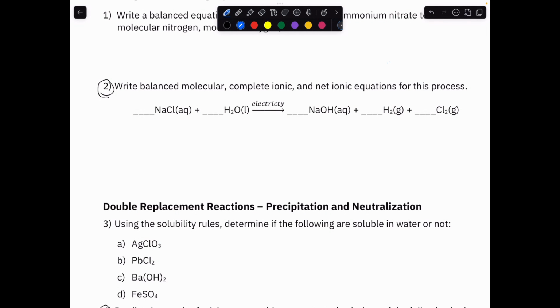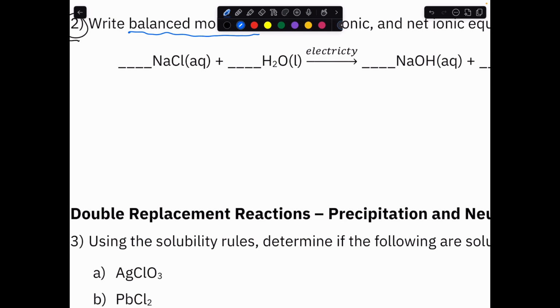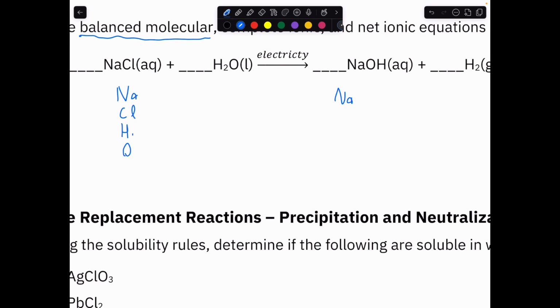Okay, question 2. Write a balanced molecular, complete ionic, and net ionic equation for this process. What I always like to do, and I'm going to do these in different colors just so you can see my thought process, is label the elements on both sides. And by sides, I mean I usually draw a line where the arrow is, and I'm going to write the same thing on both sides so it doesn't confuse you.